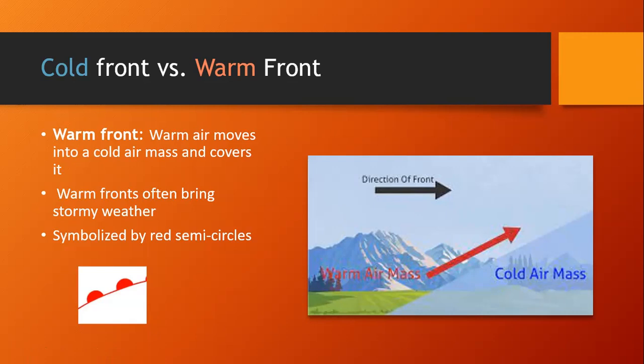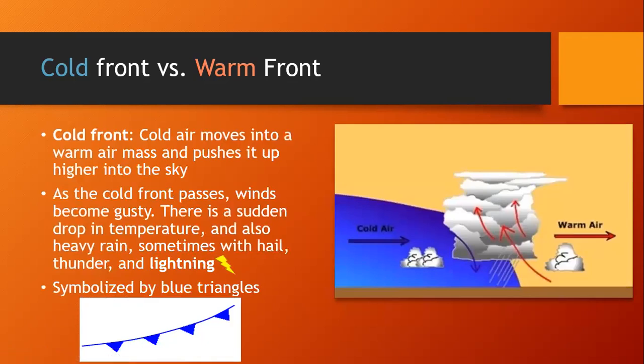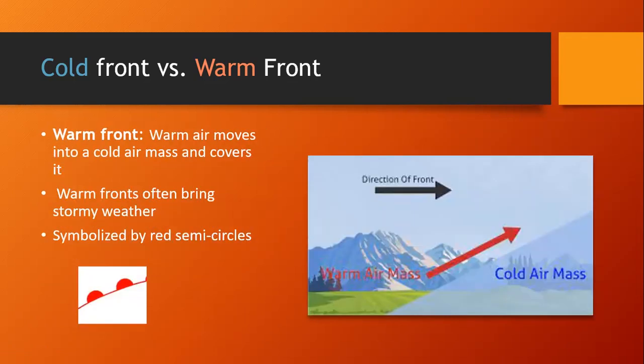And warm fronts are known for bringing stormy weather. When they come in, they're pretty much thrust on top of cold air masses. That kind of creates a storm-like effect, and that can create stormy weather. And so these are all characterized by red semicircles. They're kind of the opposite of the blue triangles that cold fronts are labeled with. Warm fronts are labeled by just these red half circles on a line, and they move in.